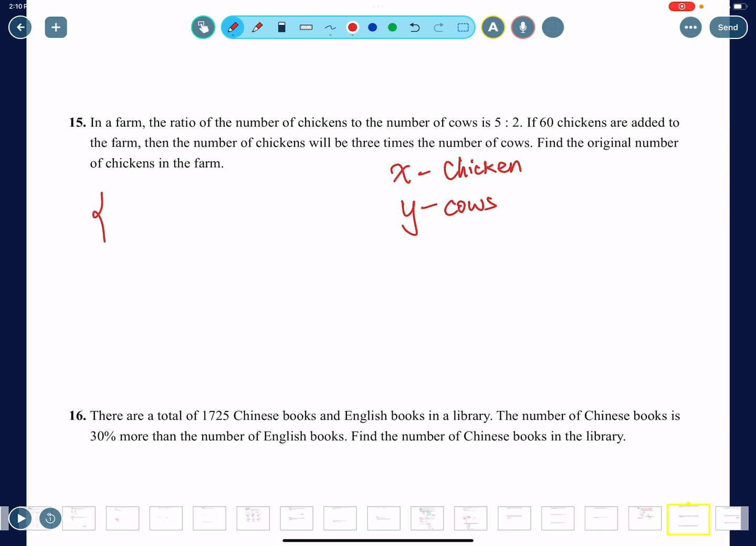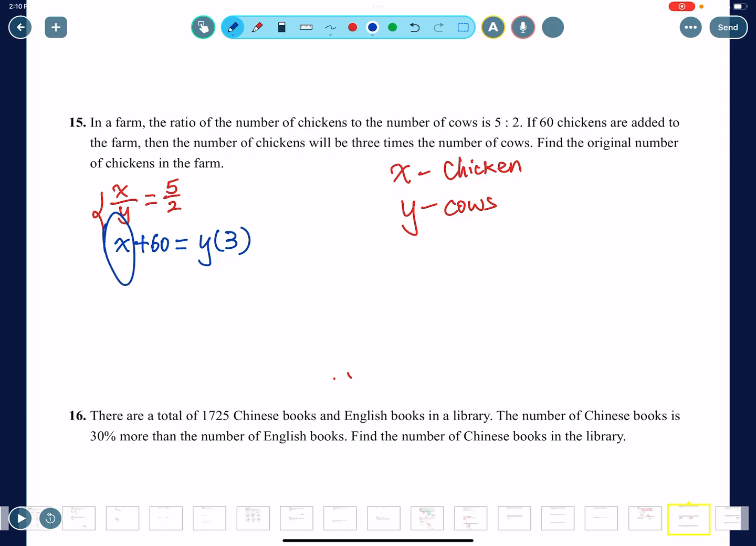The first equation, the ratio is 5 to 2. So the ratio of chickens over cows, which is X over Y, the number of chickens divided by the number of cows, will be in a ratio of 5 to 2. The other equation: 60 chickens added to the farm, then the number of chickens will be 3 times the number of cows. So chicken X, if you add 60 more, then it will be 3 times the number of cows. So Y, cows, will times 3, so that for them to be equal.